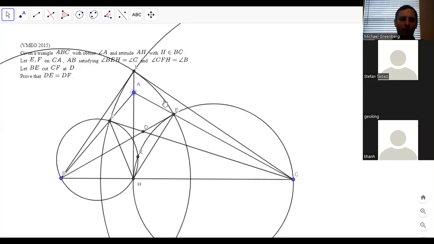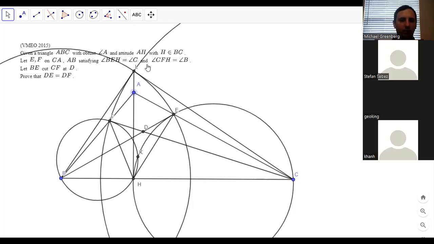Okay, so basically, yeah, I think I remember. You pick an arbitrary point on the altitude, and then you see where AB and AC intersect these circles, at E and F, and then you define D this way, and then you have to show DE equals DF. So basically, if it is true that L lies on the altitude, then we are kind of done. We'd be done by that problem.